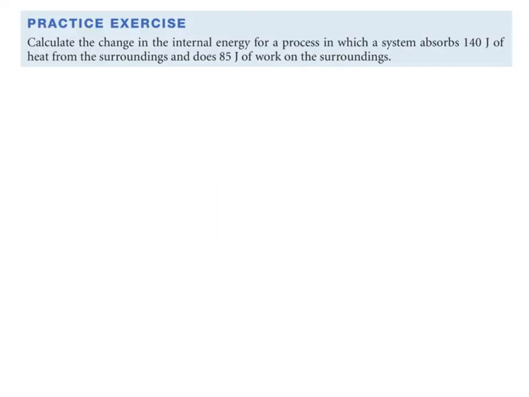Here's another example problem. In this case, we're given a question that asks us to calculate the change in internal energy. They want us to calculate delta E for a process in which a system absorbs 140 joules of heat from the surroundings and does 85 joules of work on the surroundings. So in this case, we know that our Q value plus our W value, our heat plus our work, is going to give us our change in energy.